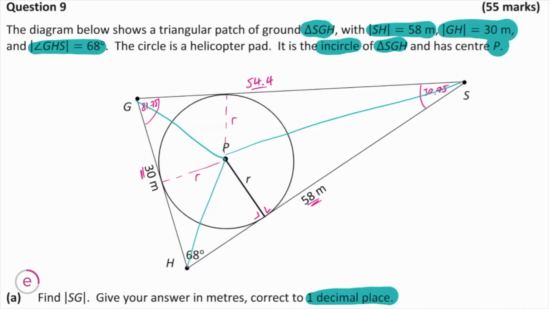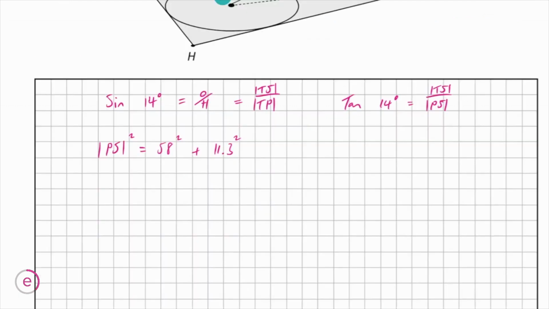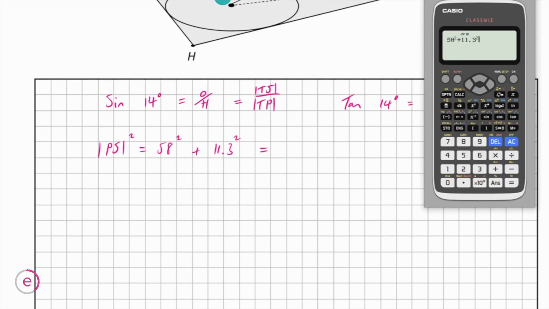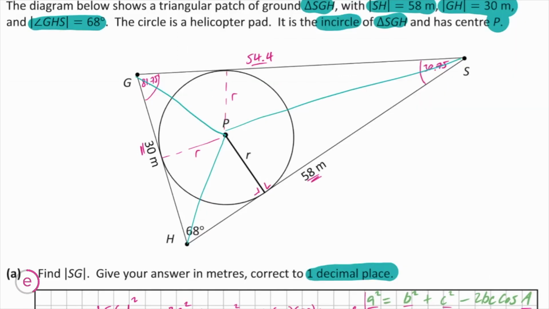So if we go back to our diagram, we have this blue line here, which is PS, which we drew, and straight away the thing that jumps out to me is that this is the hypotenuse in a right angle triangle. And we know 58, and we found out that r was equal to 11.3 meters, which means we can find PS using Pythagoras' theorem. You can also use the sine rule with another triangle or whatever you want to do here, but I think Pythagoras is just handy. So in that case, PS squared is equal to 58 squared plus 11.3 squared. And 58 squared plus 11.3 squared is 3491.69.